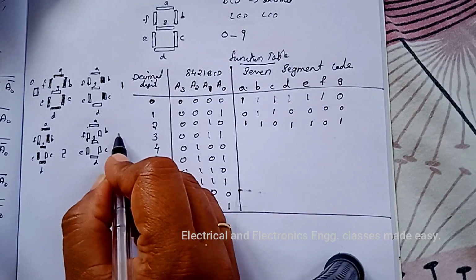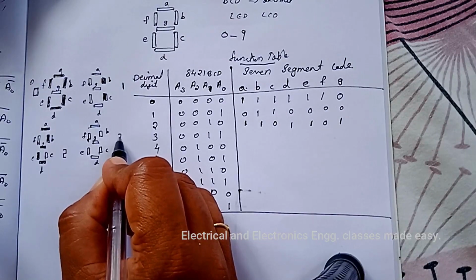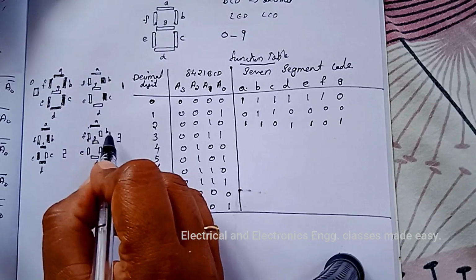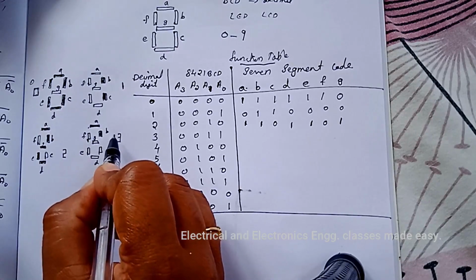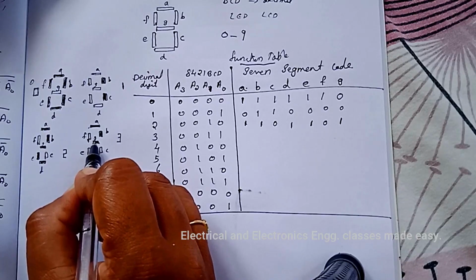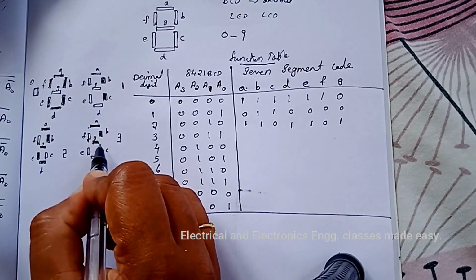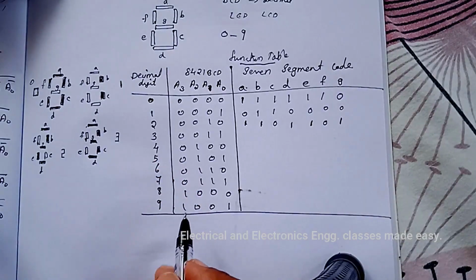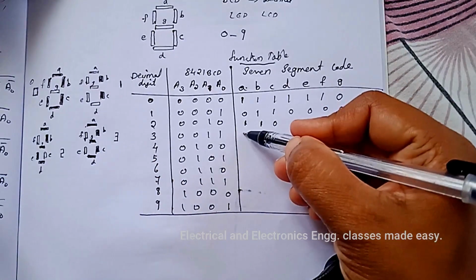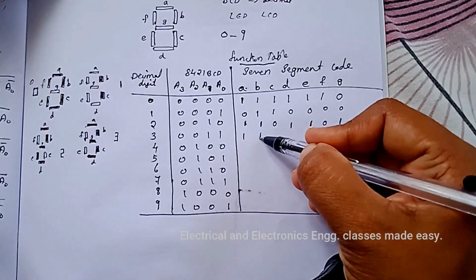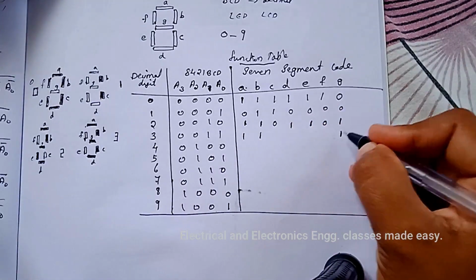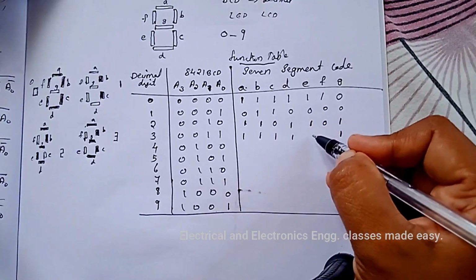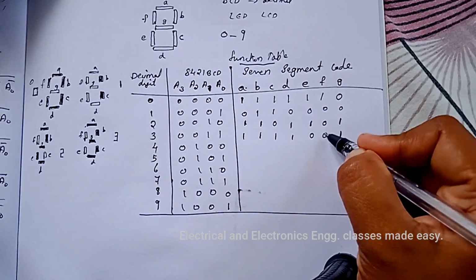Next is number 3 and number 3 will be displaying like this. So the segments A, B, G, C and D will be at logic high. A, B, G, C and D are 1, and E and F are at logic 0.